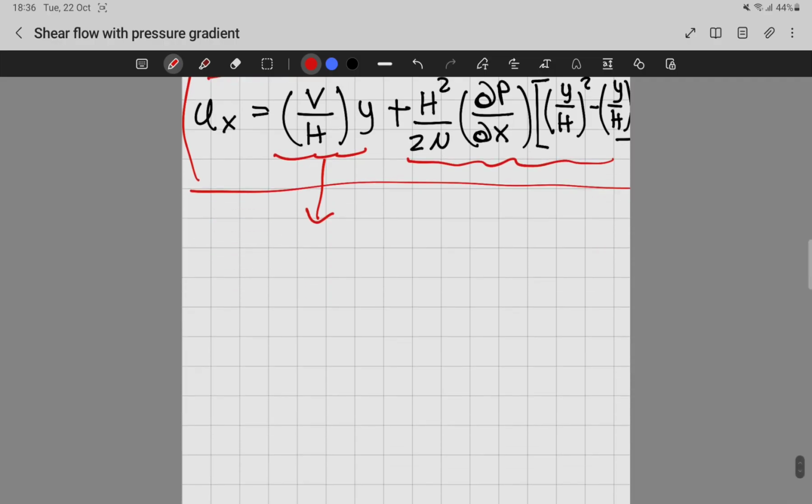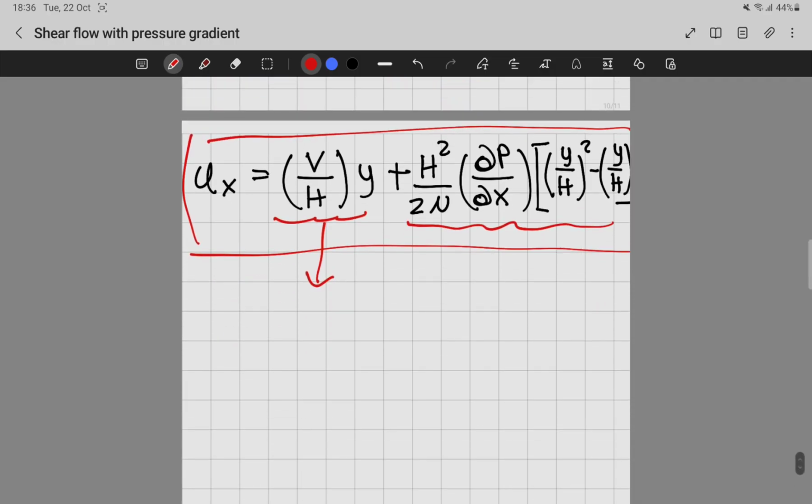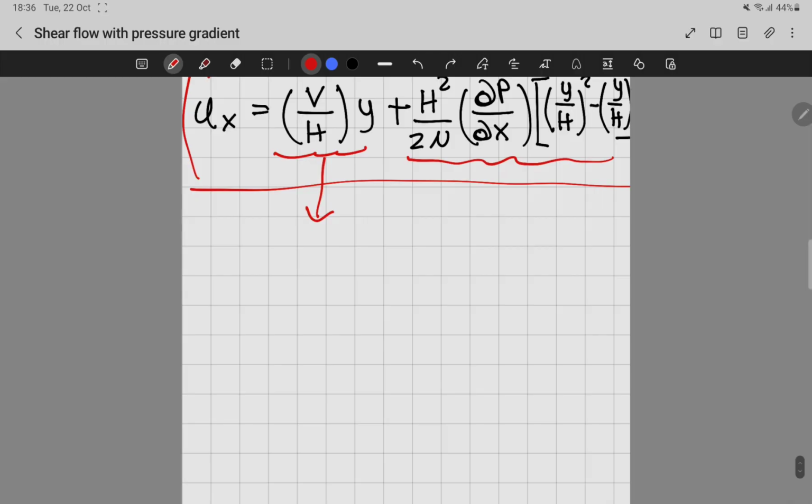So this is actually a very interesting solution because, as I said before, we have two sources of movement. We have a contribution from the movement of the top plate, which is moving with a velocity U. But we also have a contribution from the other source of movement, which is the pump. So we have some particular cases.